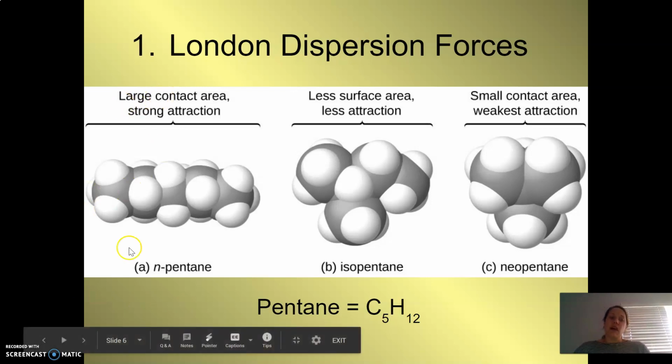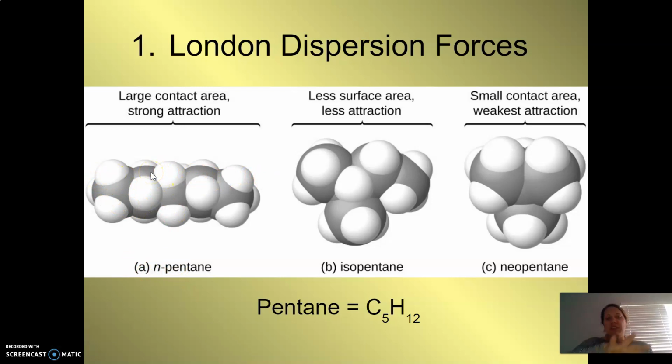So you can see that n-pentane, letter A over here, has more surface area. That means there are more locations where the electrons can be drawn out to attract other molecules. You can see on the right side here, neopentane. Neopentane has less surface area, so there are fewer areas where the electrons can congregate on the outside. So there's going to be less attraction, okay?